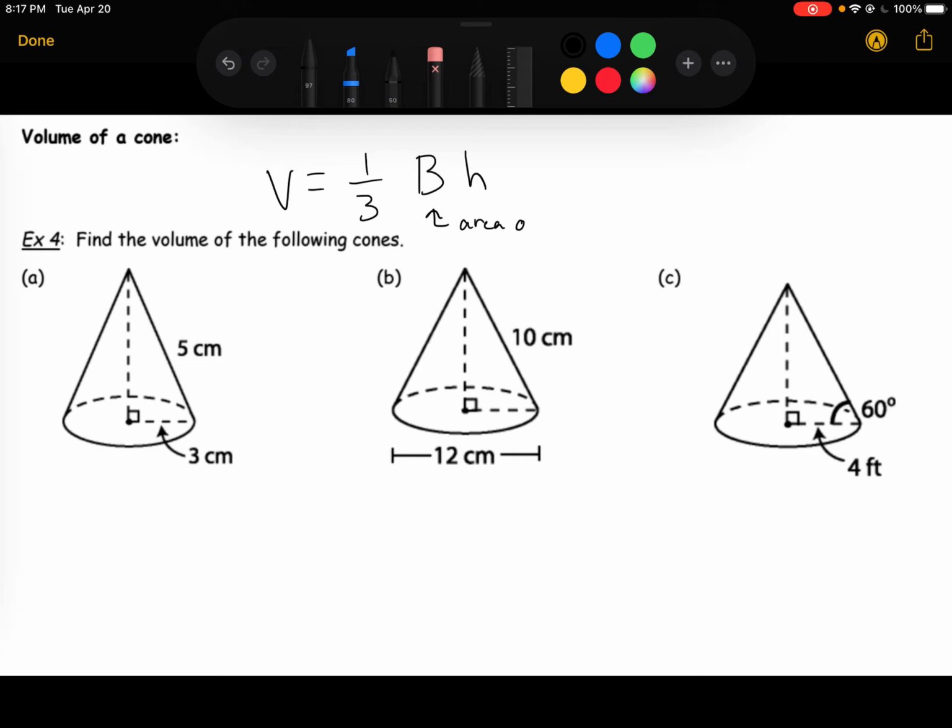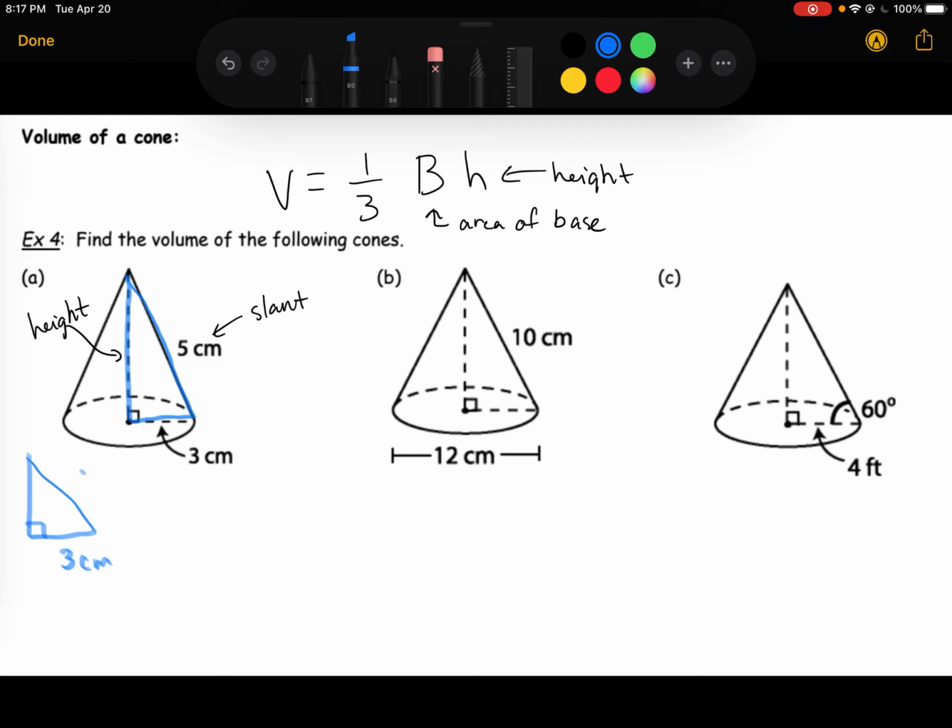The formula that we need for this is volume equals 1/3 the area of the base times the height. So capital B is area of the base, and then h is the height. Now be careful, this is the slant, and this here is the height. So that makes your life a little bit more challenging, to be honest, because once again, we are going to need to break out into some right triangles.